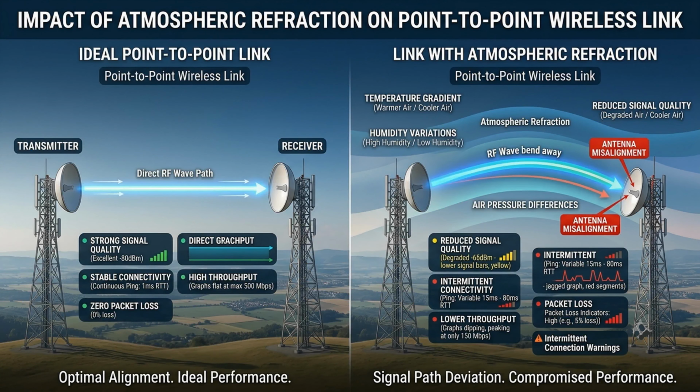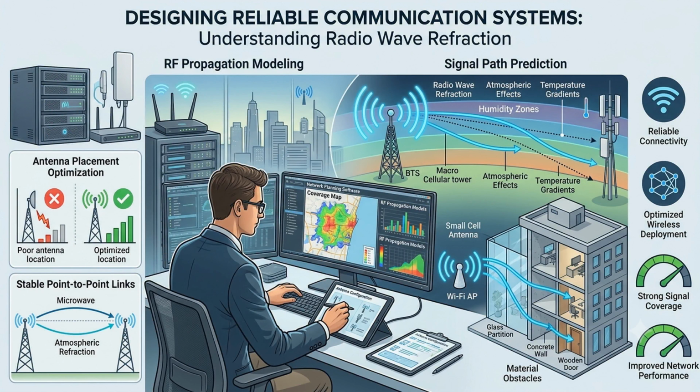For example, in point-to-point wireless links, even a slight change in the signal's path due to refraction can cause antenna misalignment, resulting in reduced signal quality, lower throughput, or intermittent connectivity. Understanding refraction helps wireless engineers anticipate signal behavior and design more reliable communication systems, especially in environments where atmospheric conditions or material obstacles can influence radio wave propagation.